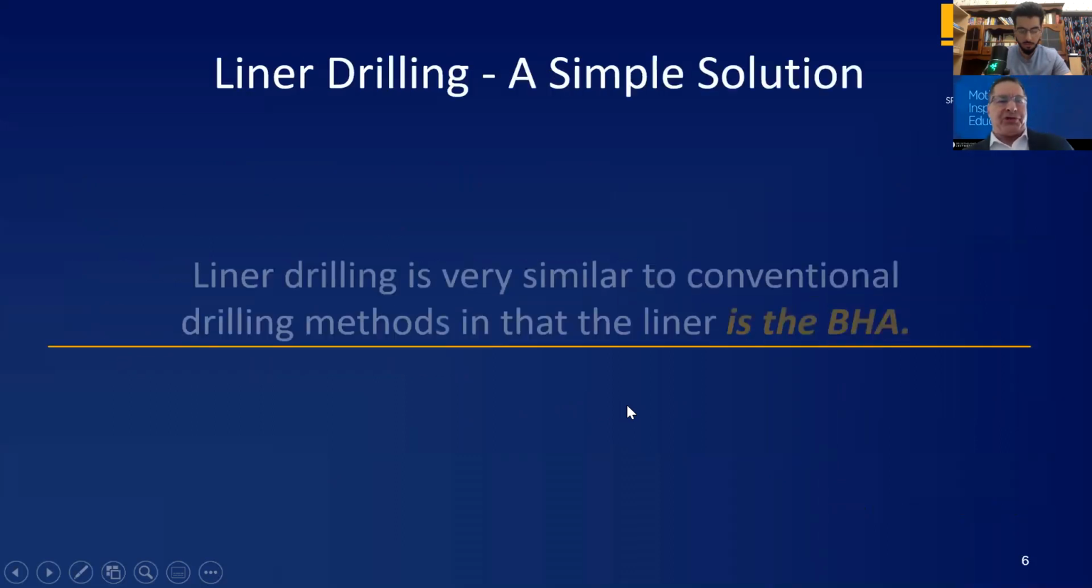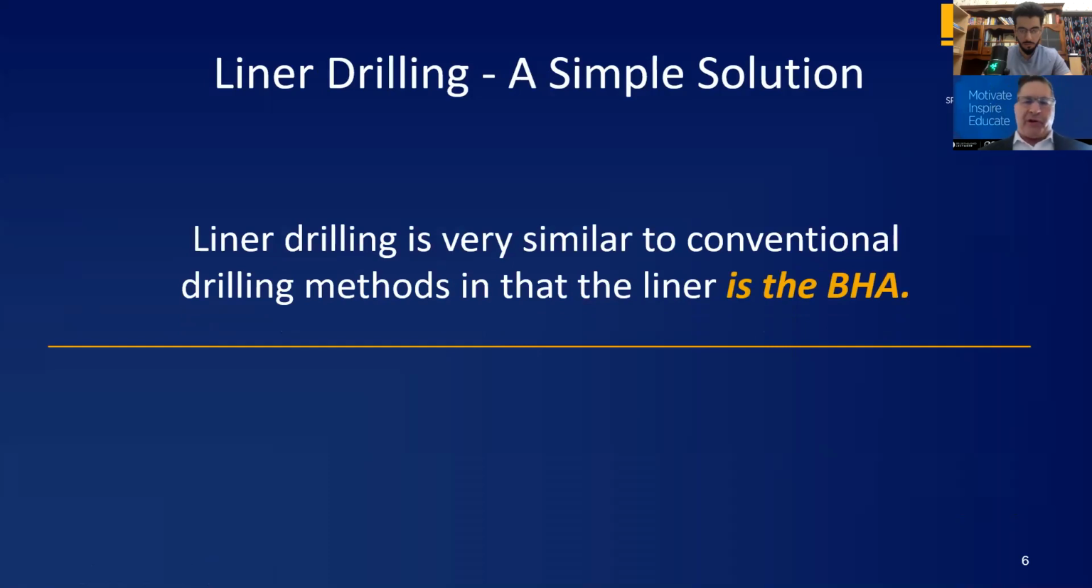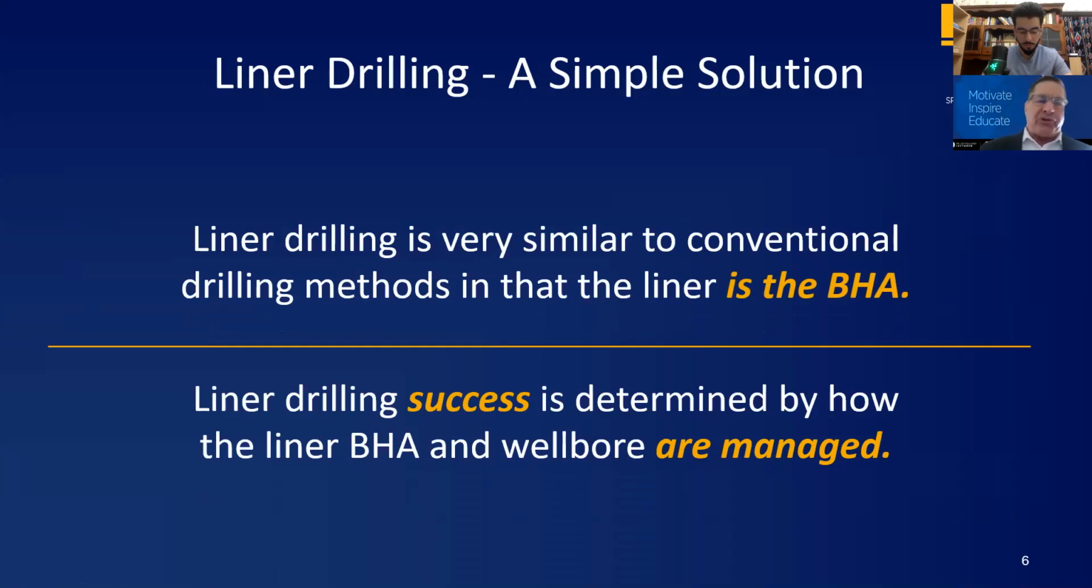A simple solution. Liner drilling is very similar to conventional drilling methods in that the liner is the BHA, and you'll see this going on in the presentation. Liner drilling success is determined by how the liner BHA and the wellbore are managed. So not only are you managing the downhole problem, you're also managing the system itself, making sure it won't come apart while you're drilling the liner in the hole. So you've got to do your homework up front.